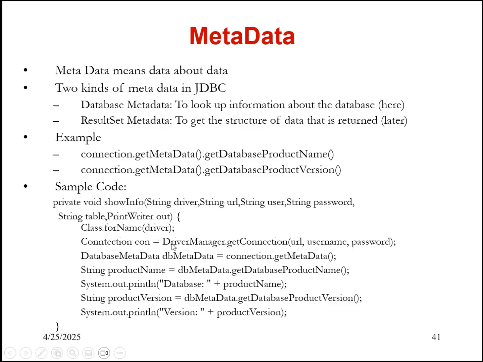Okay, this is a sample code which is used to retrieve the database related information using database metadata. So using a connection object, you can retrieve getMetaData, which gives us the database metadata object. Using that, you can retrieve the database product name and the database product version.